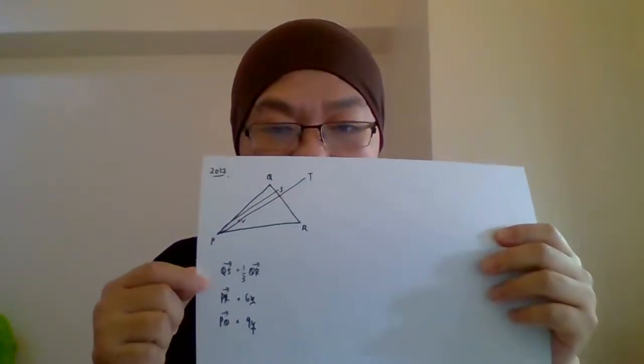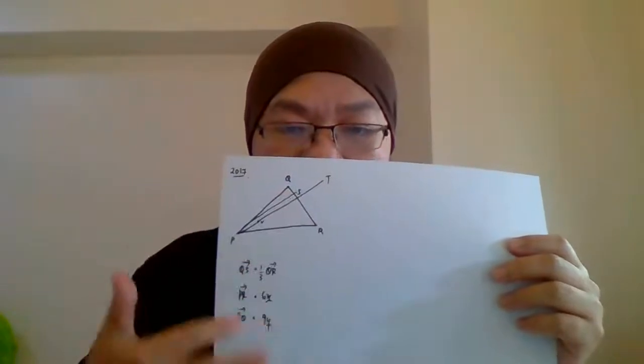Okay, and then it is given that the vector QS equals 1/3 QR, vector PR equals 6x, and the vector PQ equals 9y. Okay guys, this is the whole information given. What we need to do is update your diagram with this whole information. So when I update the diagram, the PR vector is 6x. The PQ vector is 9y.